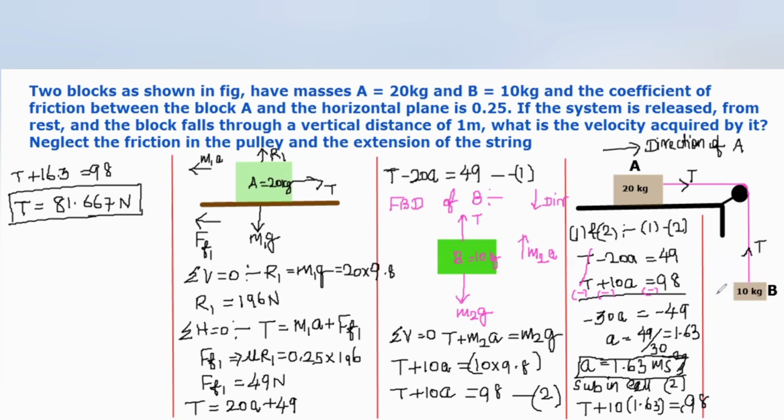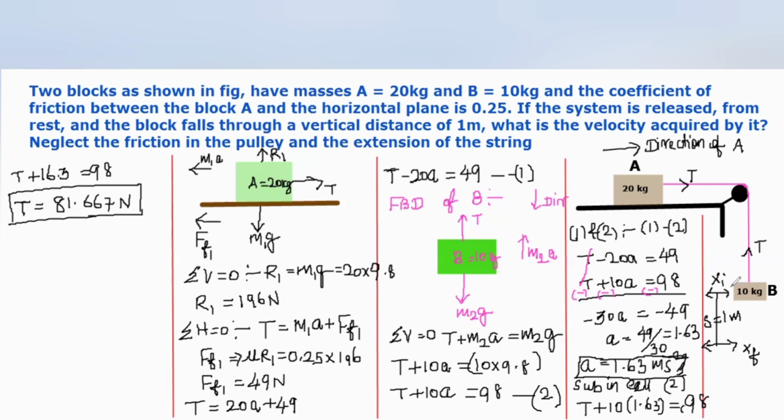Here, just to take, this is the initial position. From this initial position, the object is going to fall down, that means in the vertical direction. This will be the final position of the object. This vertical distance is given as 1 meter. This is the initial position, this is the final position. When it falls, the vertical distance is 1 meter, with this acceleration 1.63 meter second power minus 2.